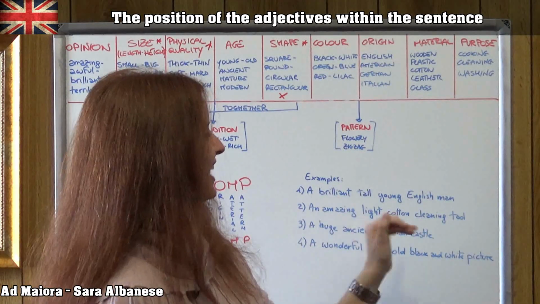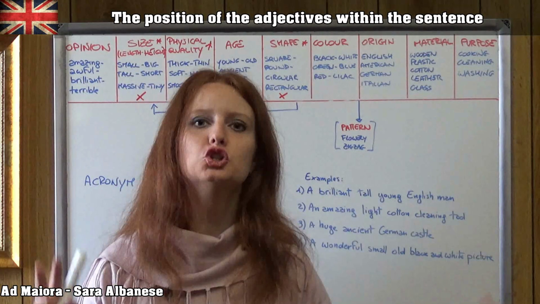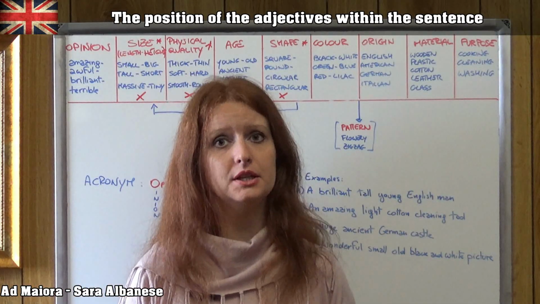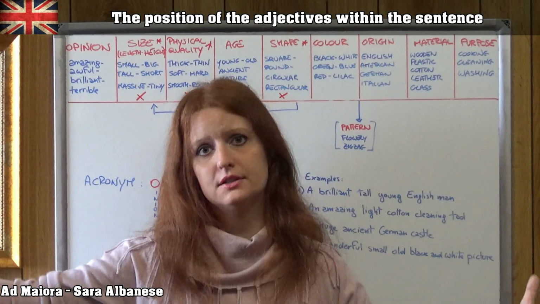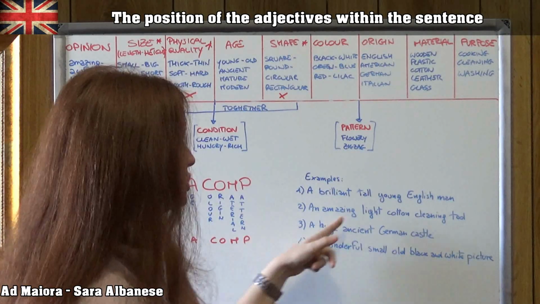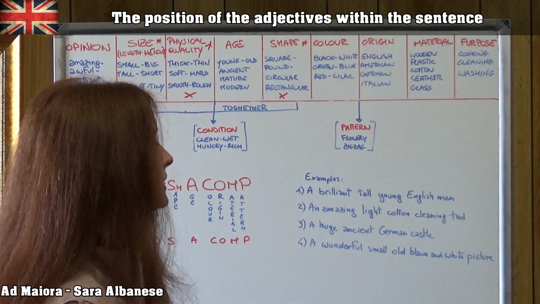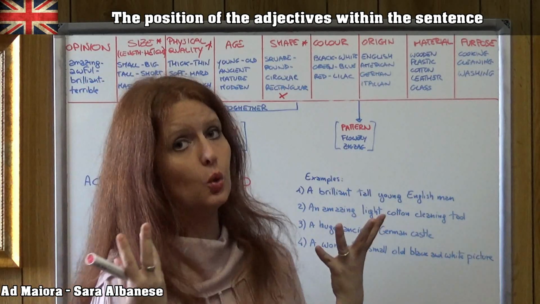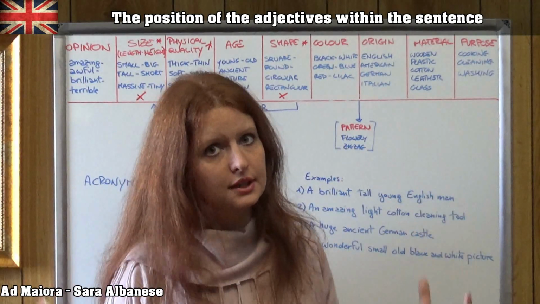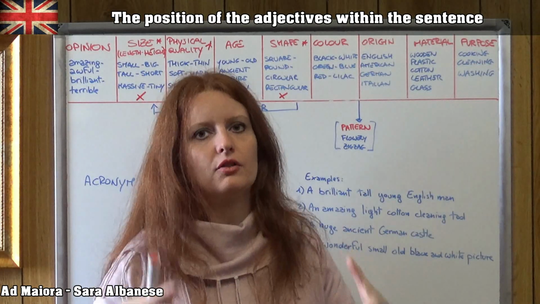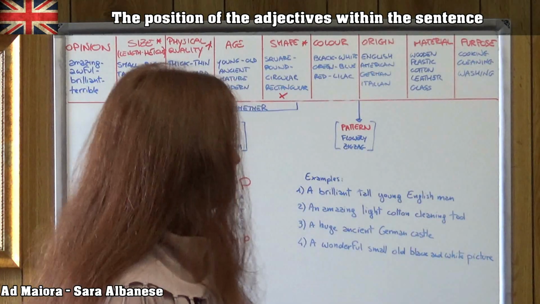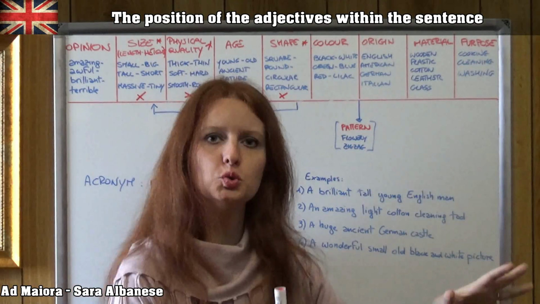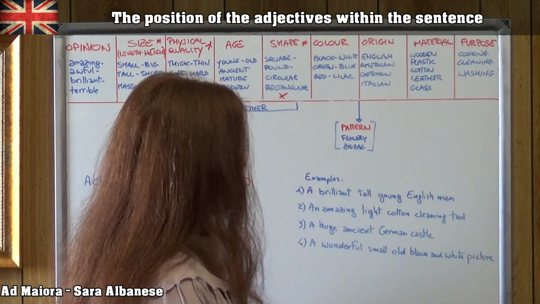Now, an amazing light cotton cleaning tool. Tool, this is an object in this case, and we have amazing, this is again an opinion. I find it amazing and other people could find it terrible, so this is a personal opinion, first position. Then light. Light is obviously also in this case a physical quality, so it's included in the category of shape, so it's second position again. Cotton is material and cleaning is the purpose, so our tool is meant to clean.